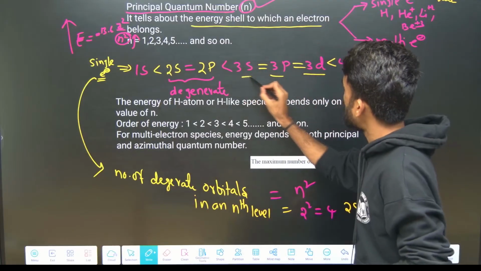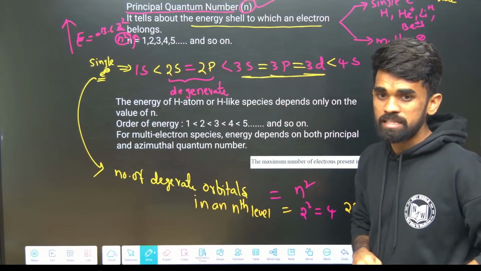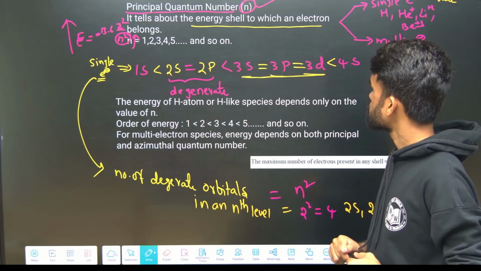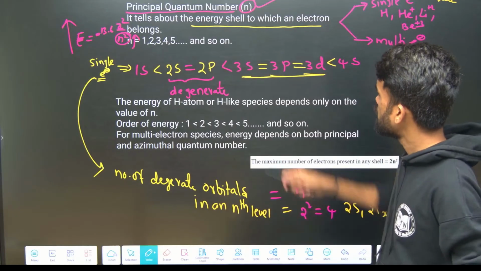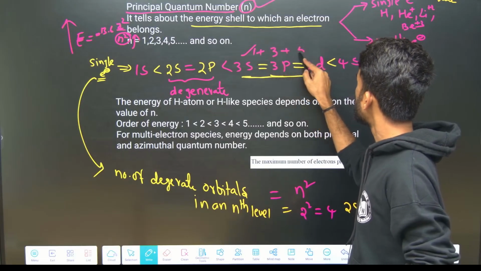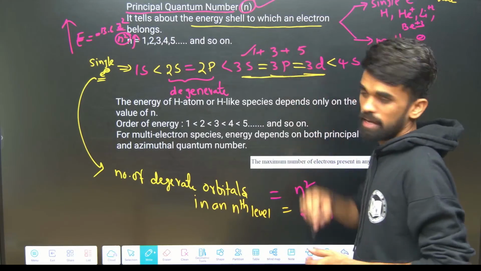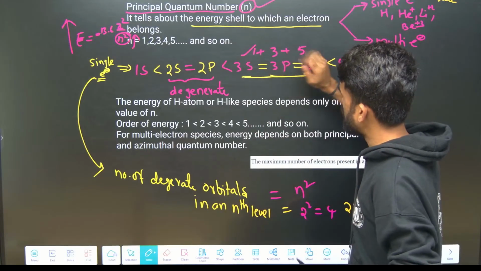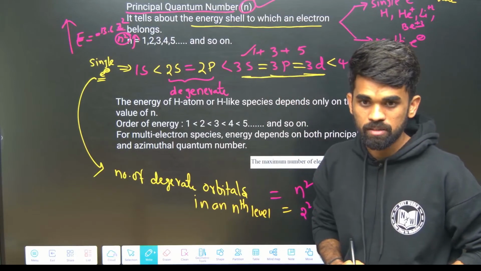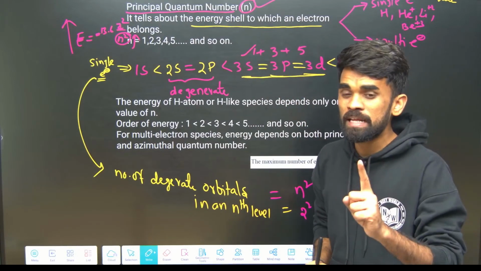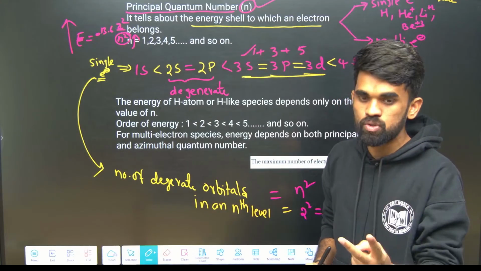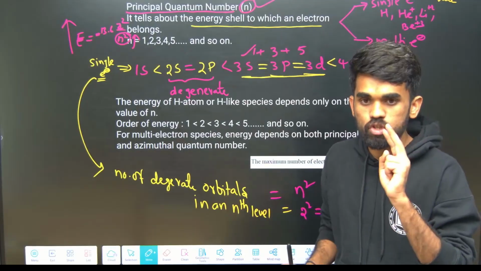So for example, in the third energy level, how many degenerate orbitals are there for a single electron system? 3 square, 9. So what are those 9? 1 3s, 3 3p's and 5 3d's. Total 9. Is that clear? That is very important. And the maximum electrons that can be filled in these degenerate orbitals: in one orbital, how many electrons can we fill? It will always be 2. If they mention an orbital, your answer should be 2.